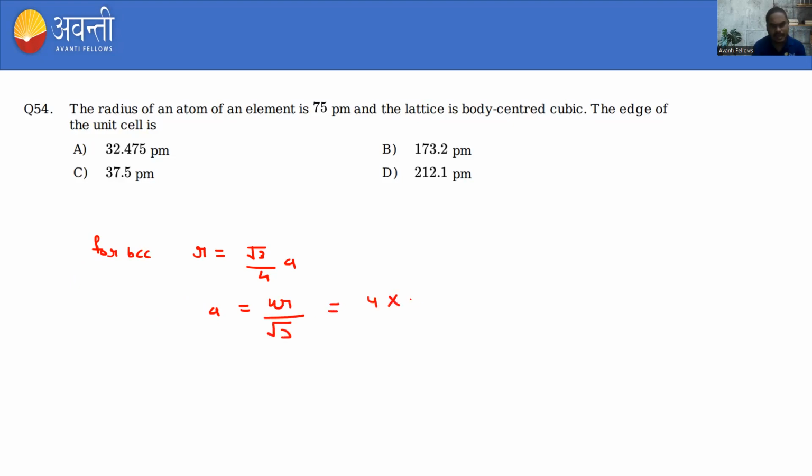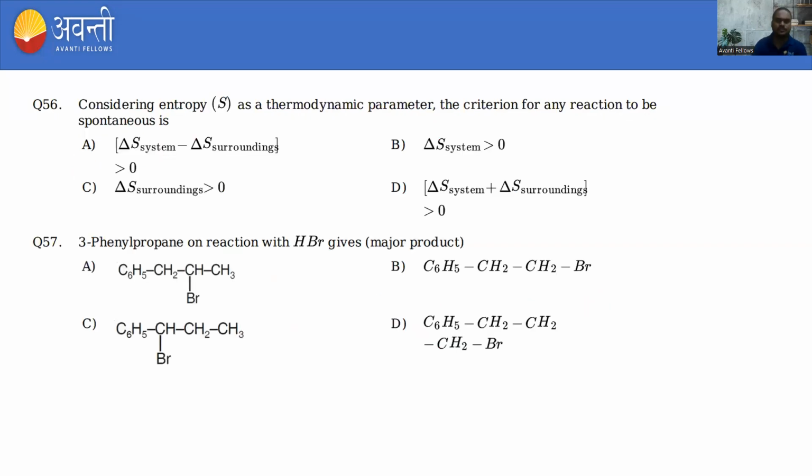We have 4, and the value of R is 75 picometer, and root 3 we all know is 1.73. On calculating, the value comes out to be around 173.2 picometer. So option B is absolutely correct. This is a very simple question from the solid state. Okay, let's move to the next question.